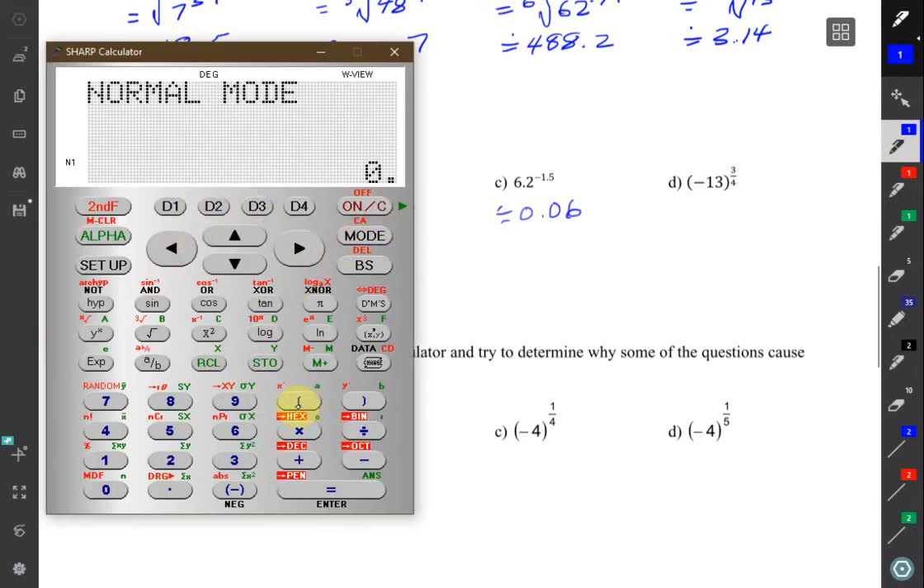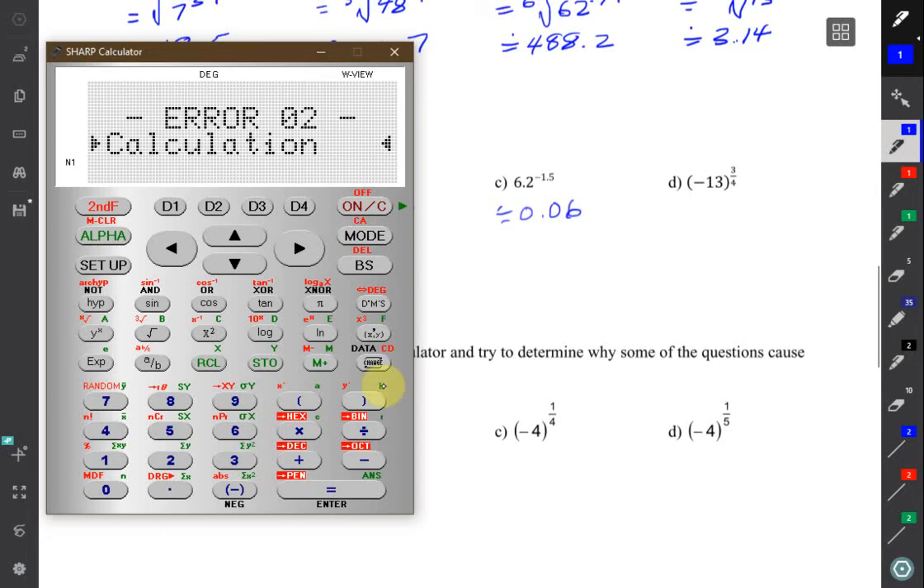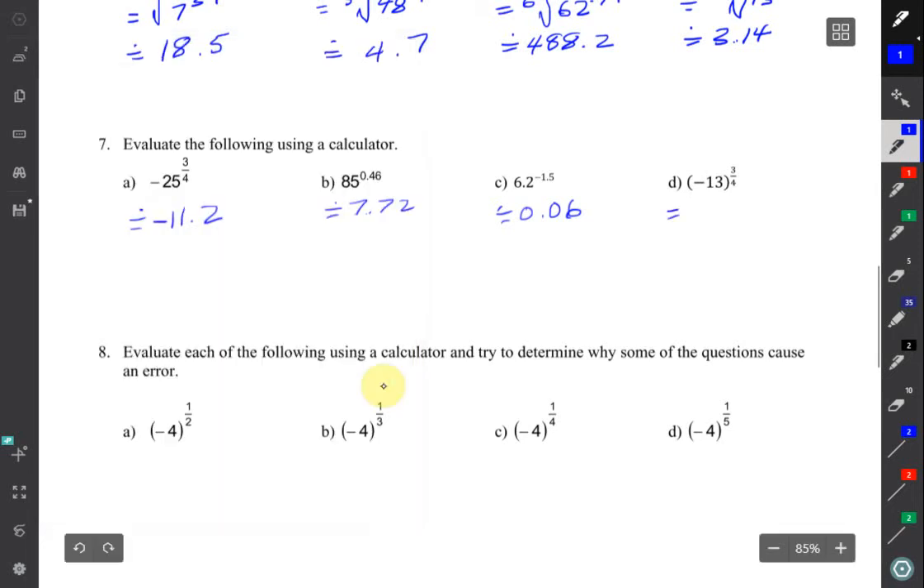Now this last question here, minus 13 to the exponent 3 over 4. In this case, you do get an error, and when we do the next line, we will talk about why that is. So in this case, there's an error.